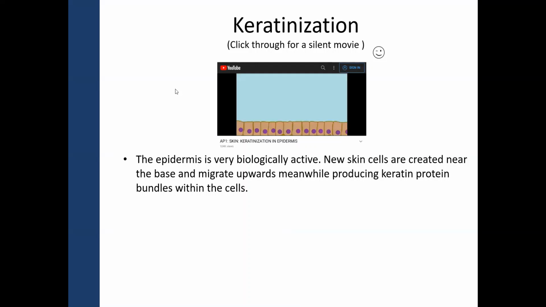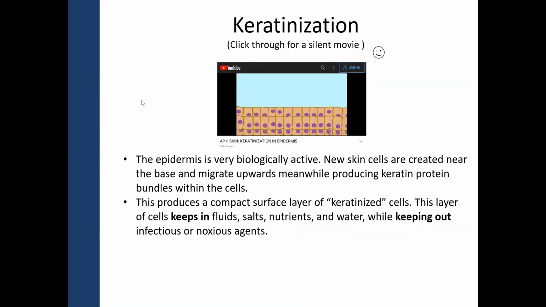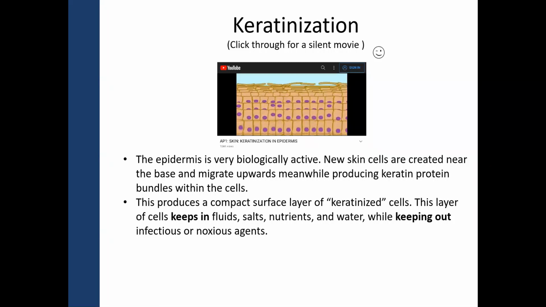New skin cells are created near the base and migrate upwards, meanwhile producing keratin protein bundles within the cells. This produces a compact surface layer of keratinized cells. This layer of cells keeps in fluids, salts, nutrients, and water while keeping out infectious or noxious agents. The top layer of cells are continuously shed and replaced.